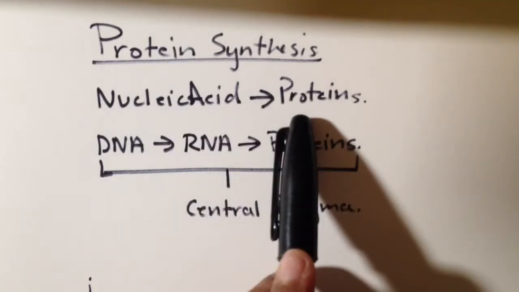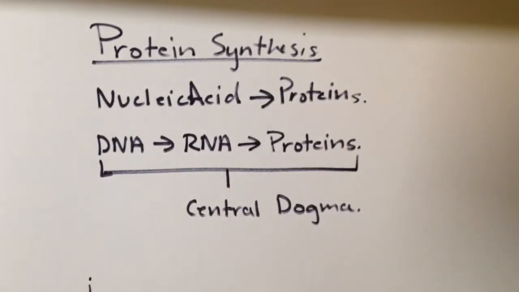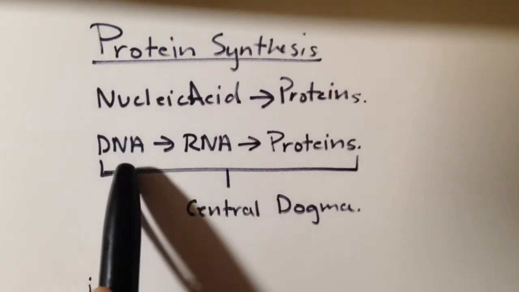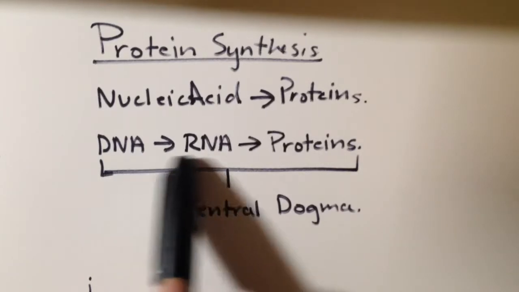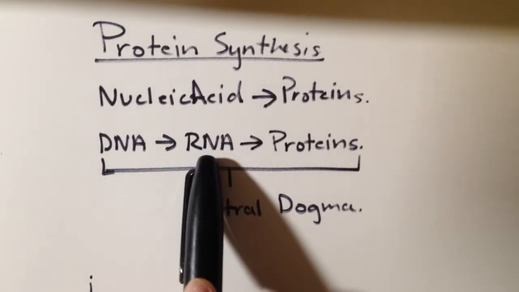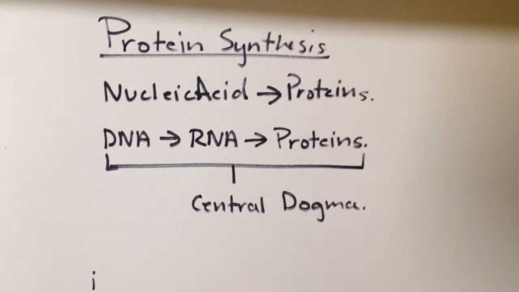acids to create the proteins. Essentially, how this happens is the code from the DNA, which is basically the house of all the genetic information for your cell, is transcribed into the RNA, which takes it out of the nucleus and into the cytoplasm, where, with the help of ribosomes, it creates proteins. This entire process is called the central dogma.